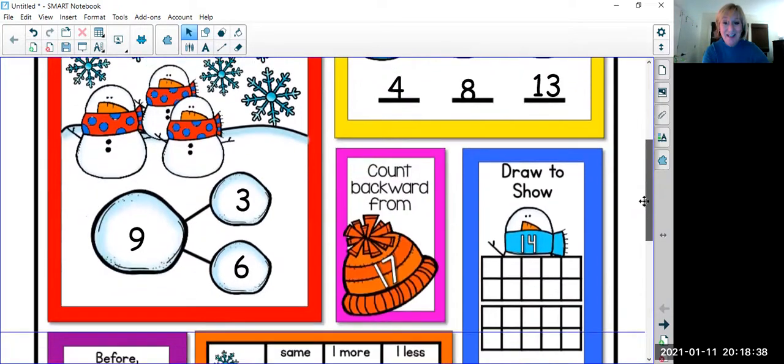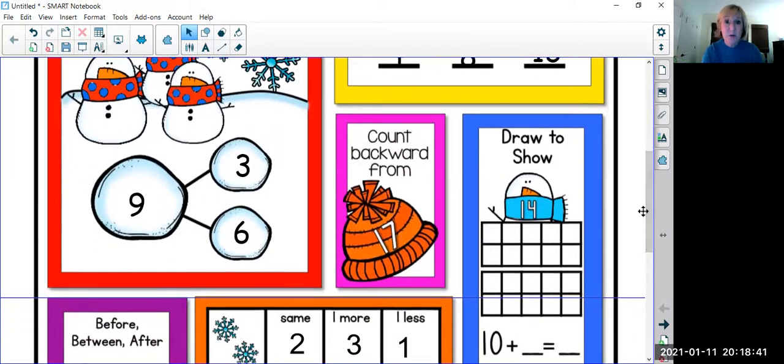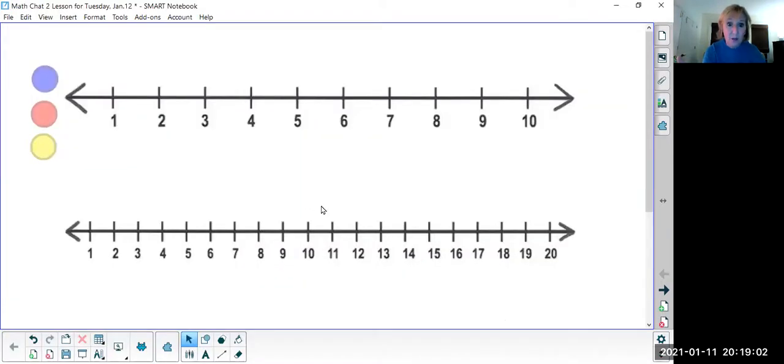Yay, way to go. Okay, this next one says count backward from 17. So that means we're going to start with 17 and we're going to move down to 1. Now, let me see if I can find something to help us. Sometimes it's good to have some help, right? So a number line is a great tool to help you with this.